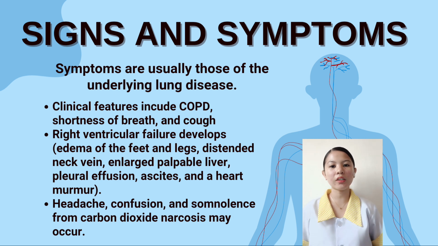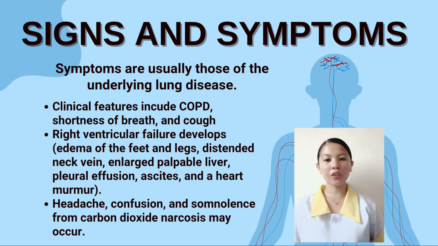First, the clinical features of the underlying disease, such as COPD, or chronic obstructive pulmonary disease: shortness of breath and a cough. Next, right ventricular failure develops, with edema of the feet and legs, distended neck veins, an enlarged palpable liver, and then pleural effusion, ascites, and a heart murmur. Next, headache, confusion, and somnolence from carbon dioxide narcosis may occur.